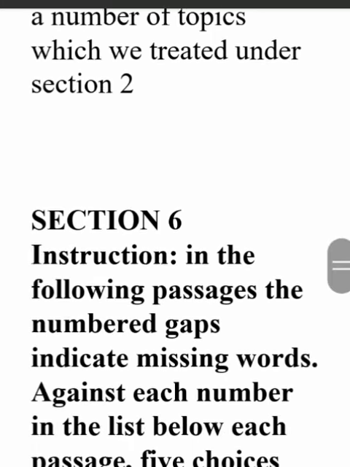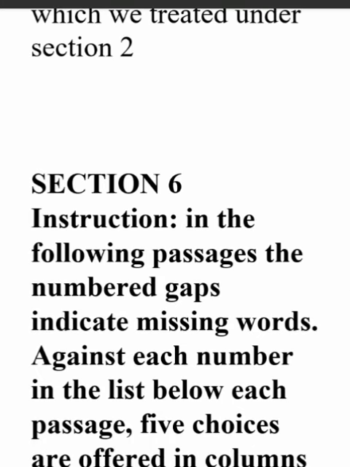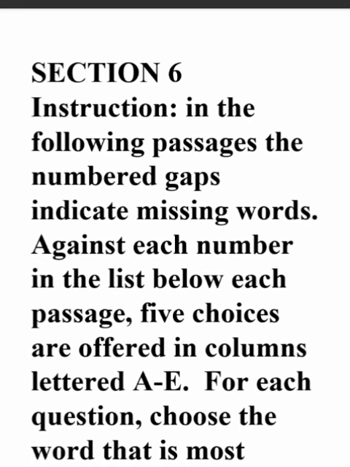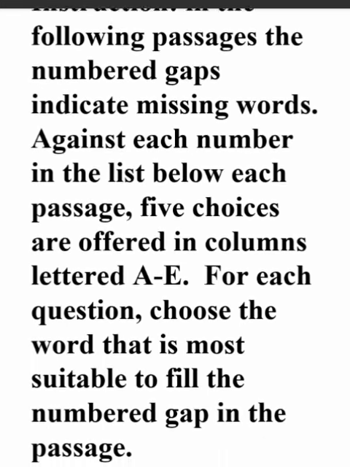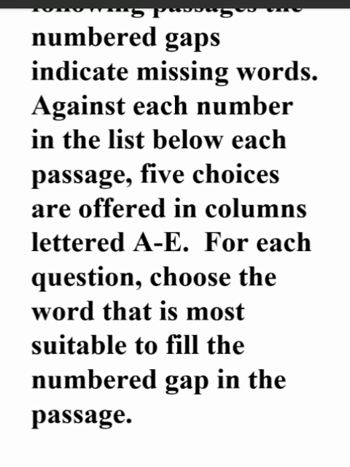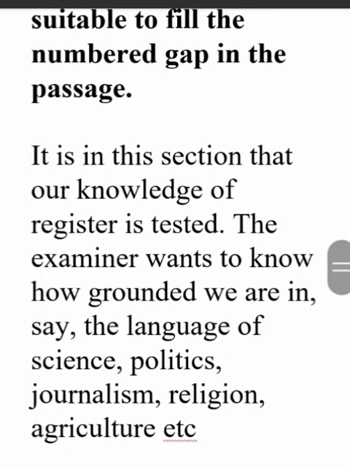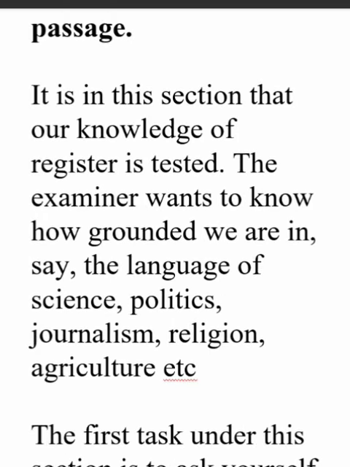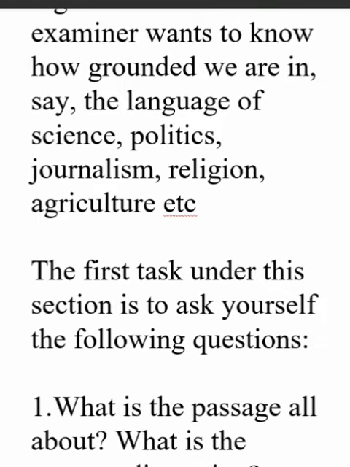Section 6. Instruction: In the following passages, the numbered gaps indicate missing words. Against each number in the list below each passage, 5 choices are offered in columns lettered A to E. For each question, choose the word that is most suitable to fill the numbered gap in the passage. It is in this section that our knowledge of register is tested. The examiner wants to know how grounded we are in, say, the language of science, politics, journalism, religion, agriculture, etc.